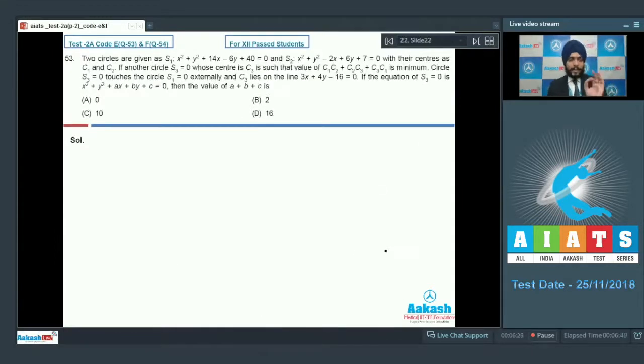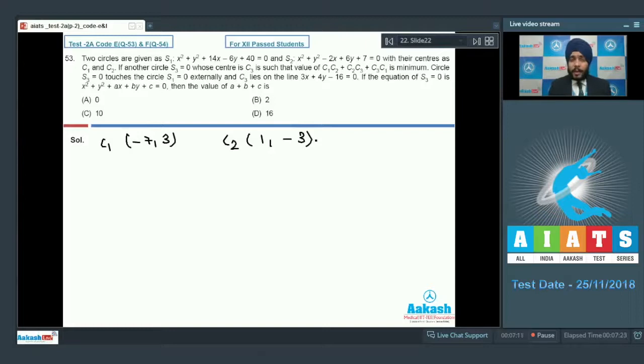Question number 53 says that two circles S1 is given, S2 is given with their center as C1 and C2. So C1 is minus 7 comma 3, C2 is 1 comma minus 3. If another circle S3 equals 0 whose center C3 is such that C1 C2 plus C2 C3 plus C3 C1 is minimum, the circle S3 equal to 0 touches S1 equal to 0 externally and C3 lies on the line 3x plus 4y equals 16. If the equation of S3 is equal to 0 is given as x square plus y square plus ax plus by plus c equals 0, then what is the value of a plus b plus c?